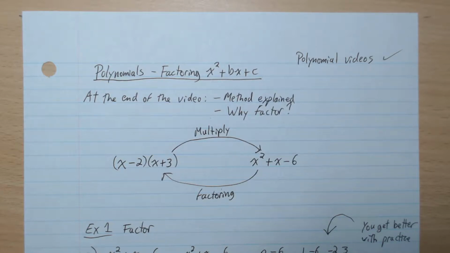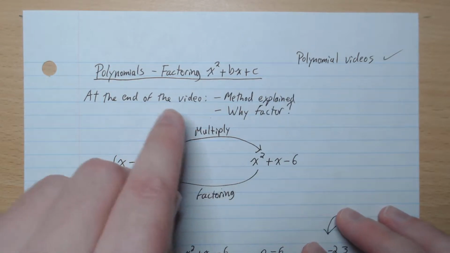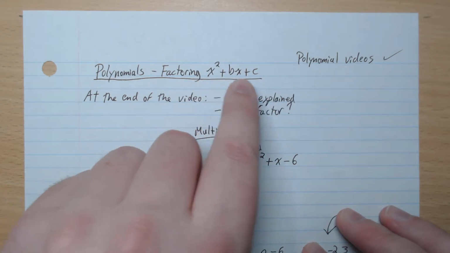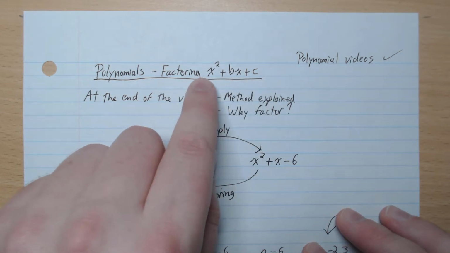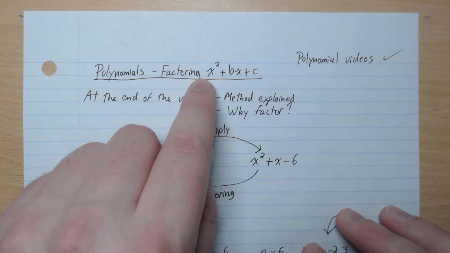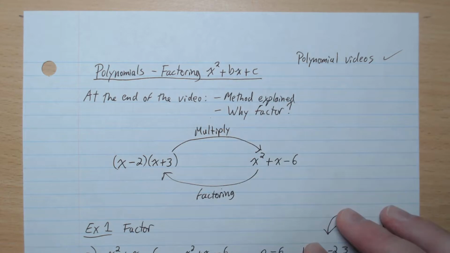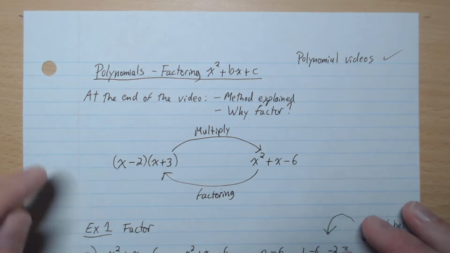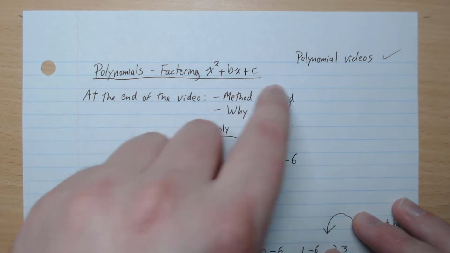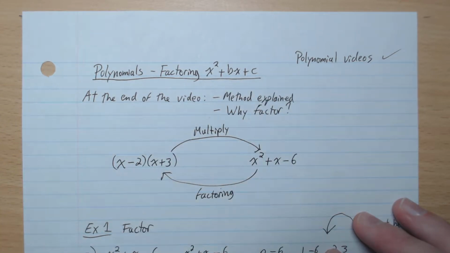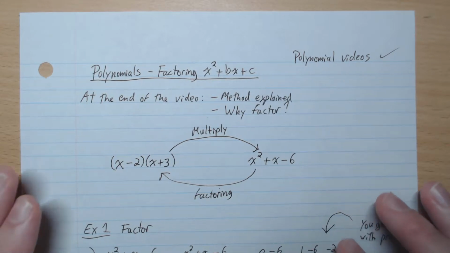Hey everyone, welcome back. Today we're going to look at factoring polynomials of this form, x squared plus bx plus c. So the term in front of the x squared, the coefficient, is a 1. And if you completed the previous polynomial videos in grade 10 and grade 9, today's lesson will be a lot easier for you. At the end of the video, I'm going to explain the method a little bit, and I'm also going to discuss why we factor. I'll give you some examples. So let's dive right in.